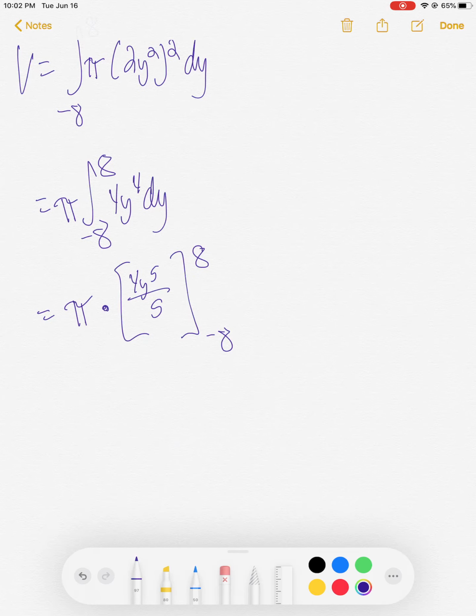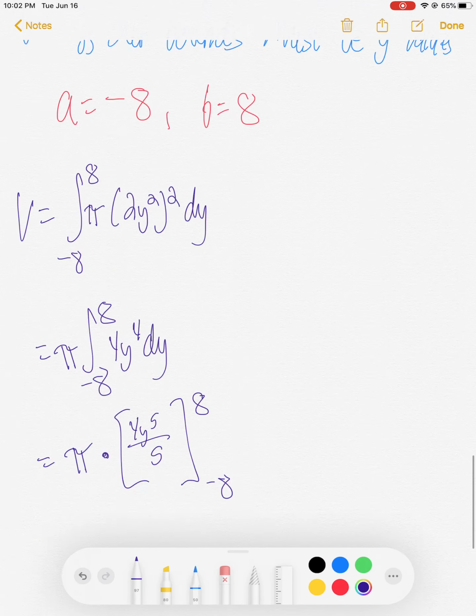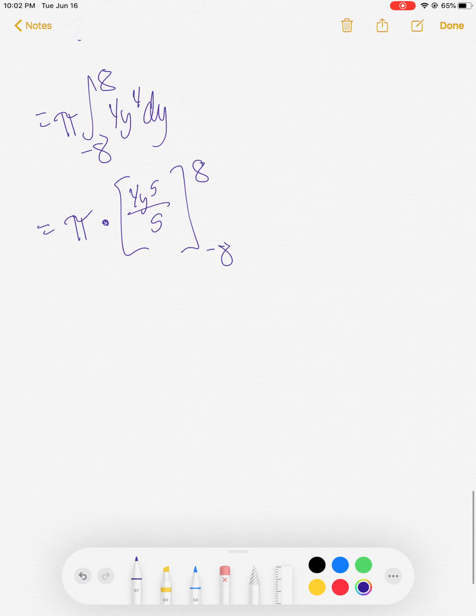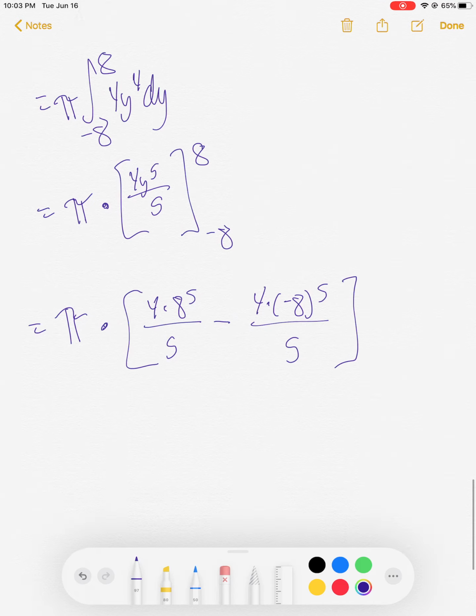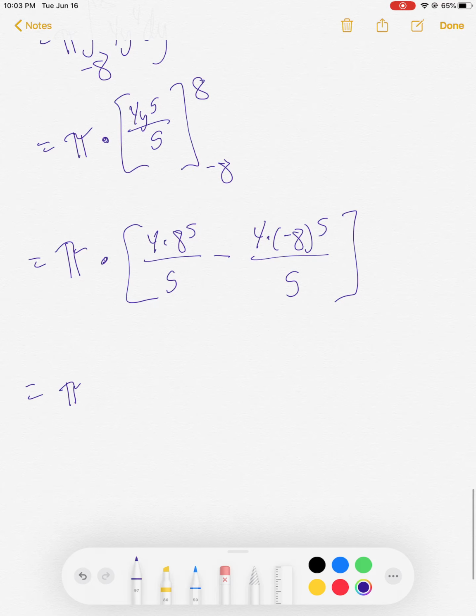Oh, wait a minute. I thought that we were going to get something wrong, but actually this is going to work out beautifully. I'm sorry, I am tired, and I am realizing now that this is actually going to work out fine. Let's go ahead and finish this up. So this is going to equal pi times 4 times 8 to the 5th over 5 minus 4 times -8 to the 5th over 5. That's another beast, just like the previous one, that is going to be difficult to compute by hand.